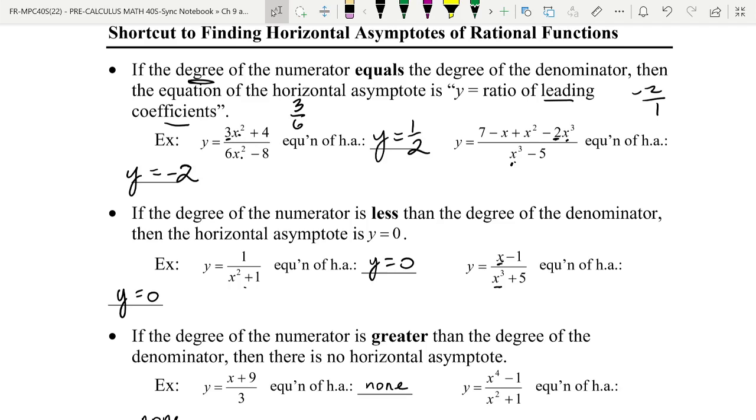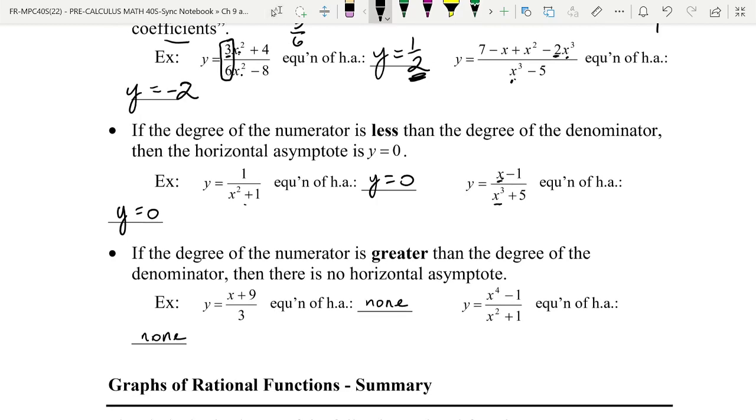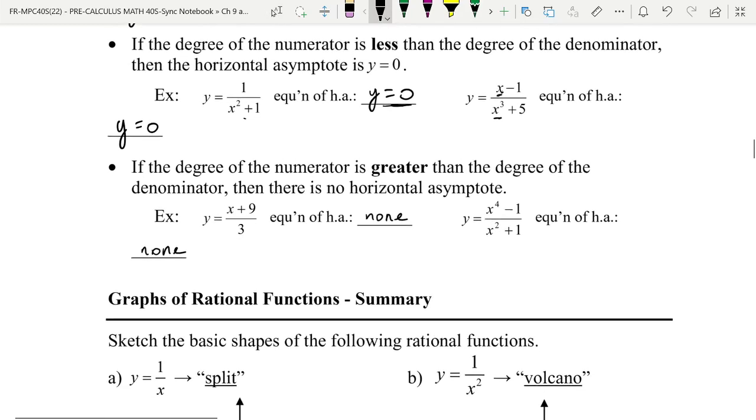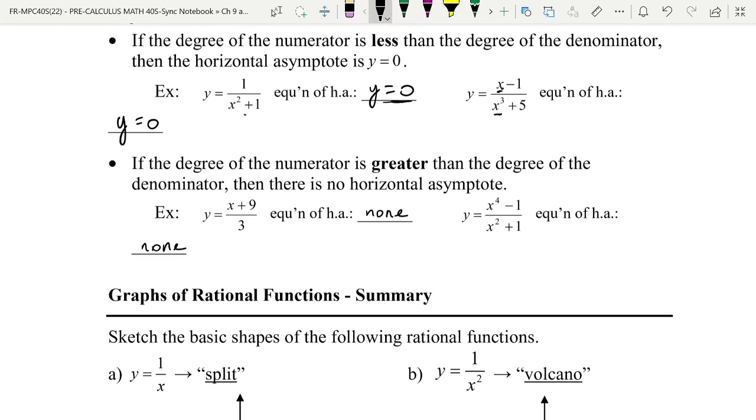All I have to do is go, if the degree on the top is the same as the bottom, just take the 2 leading coefficients, and that's my equation. If the numerator has a smaller degree than the denominator, the rule is it's just 0. And if the numerator has a bigger degree than the denominator, there isn't a horizontal asymptote.